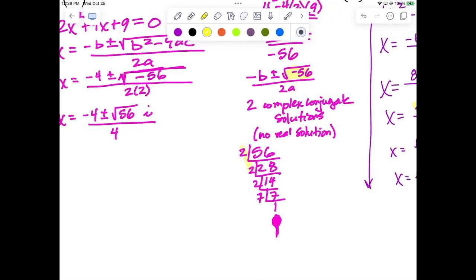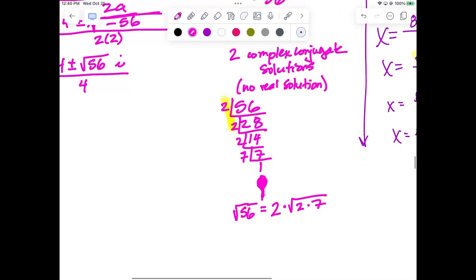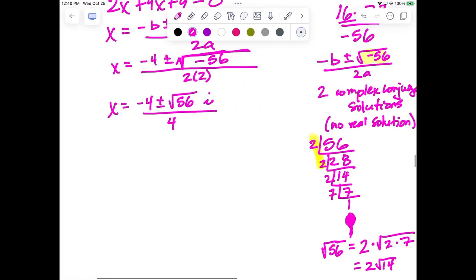Now remember, it takes a pair on the inside to become 1 on the outside. So I'll write this. The square root of 56 should equal a 2 on the outside times the 2 and the 7 that don't pair up on the inside. That turns it into 2 times the square root of 14. So I bring that back into my problem and I get negative 4 plus or minus 2 square root of 14 times i, still on the outside, all over 4.